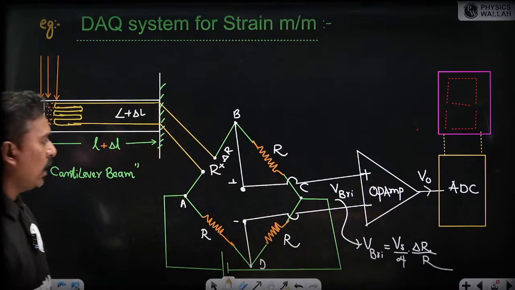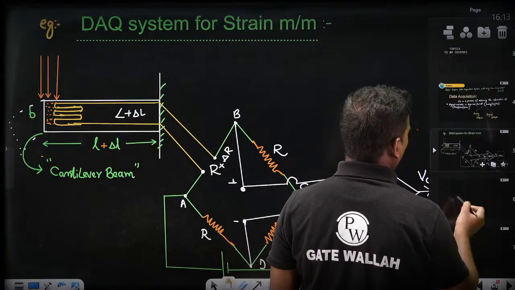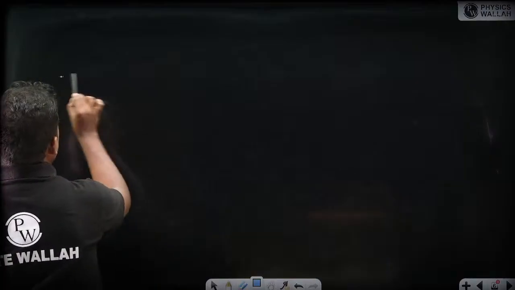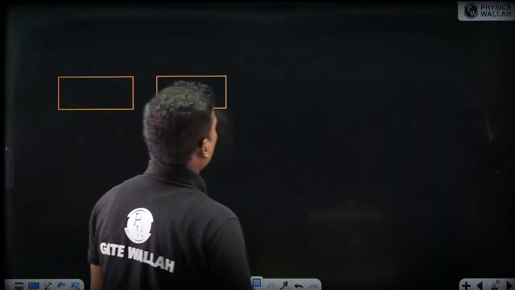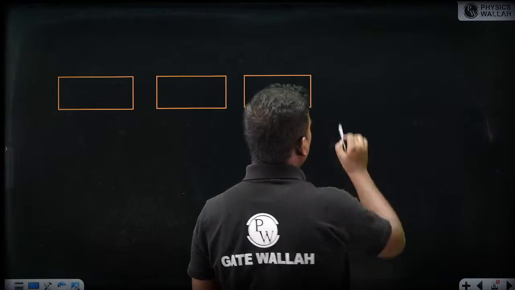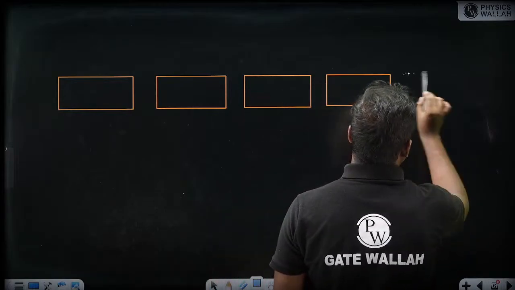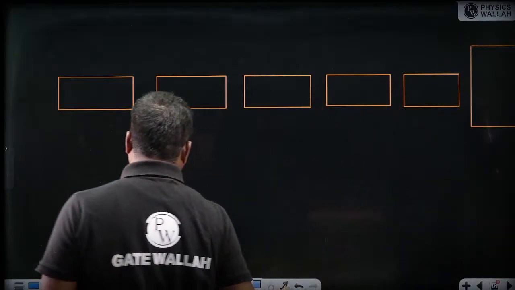So now if you see, the quarter bridge expression is this. So what are the various blocks present here? If you check clearly, first of all, we have a cantilever beam. On the cantilever beam, there is a strain gauge, and the strain gauge is connected to Wheatstone bridge. Wheatstone bridge is connected to op amp. Op amp is connected to ADC. Then comes the display.